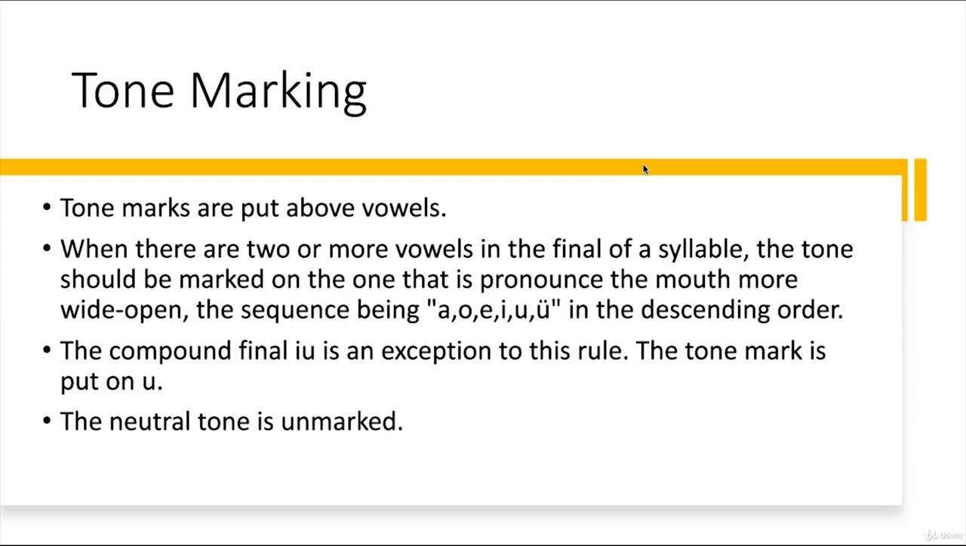Tone marking. Tone marks are put above vowels. When there are two or more vowels in the final of a syllable, the tone should be marked on the one that is pronounced with the mouth more wide open. The sequence is a, o, e, i, u, ü in descending order. The compound final iu is an exception to this rule: the tone mark is always put on the u. The neutral tone is unmarked.